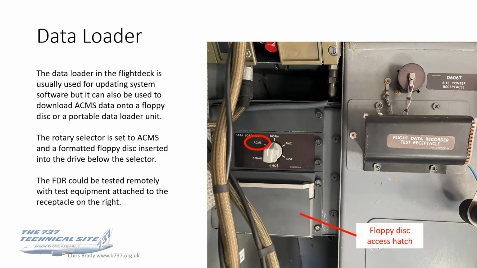The other way of doing it was actually with the data loader in the flight deck. This is usually used for updating system software, but you can actually download ACMS data onto a floppy disk or using a portable data unit. And you've got an FDR test receptacle there as well, just for remotely testing the FDR.